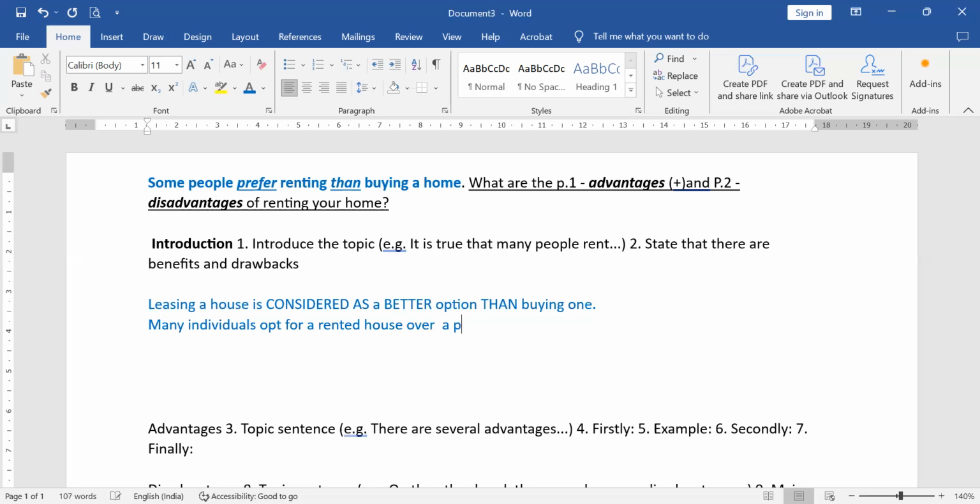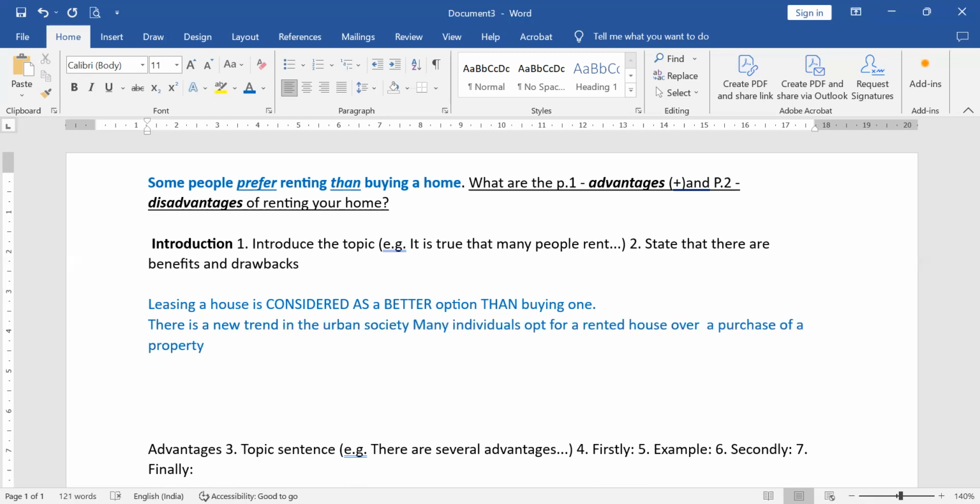Opt for a rented house over a purchase of a property. That means instead of buying a property, I'm renting my house. Here the property means the same thing which is written here, house. Hence, I can use property. You can put, these days, many individuals opt for a rented house over a purchase of a property. You can also write there's a trend. There is a new trend in the urban society.